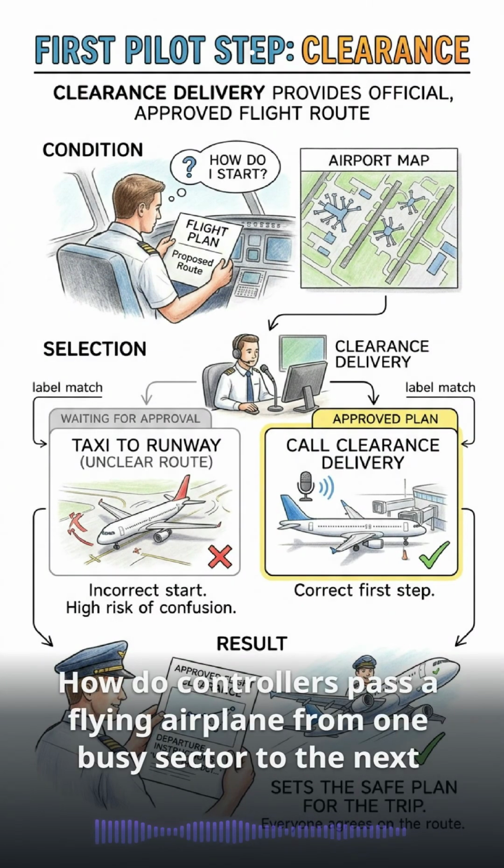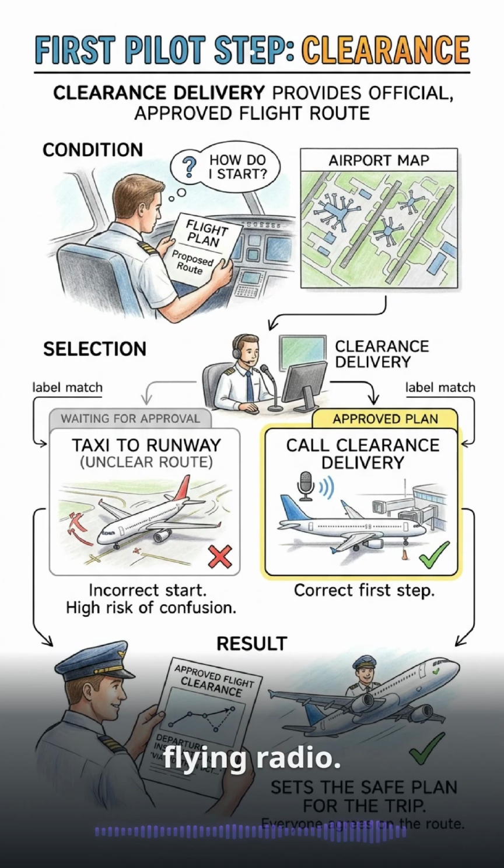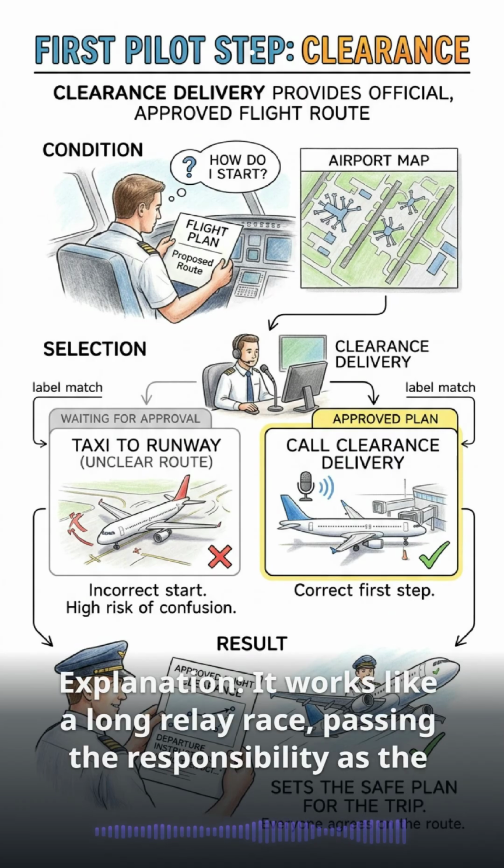16. How do controllers pass a flying airplane from one busy sector to the next busy sector? We coordinate the transfer smoothly, handing off control to the next person over the flying radio. It works like a long relay race, passing the responsibility as the plane flies safely onward.